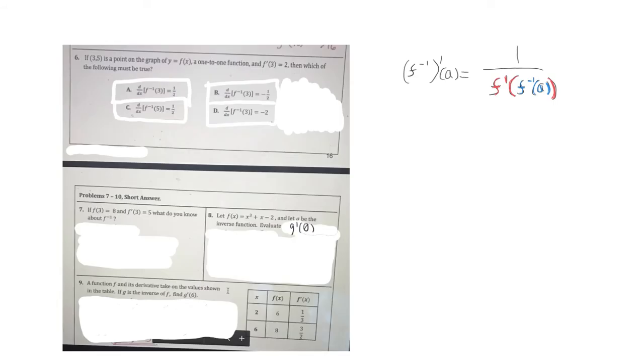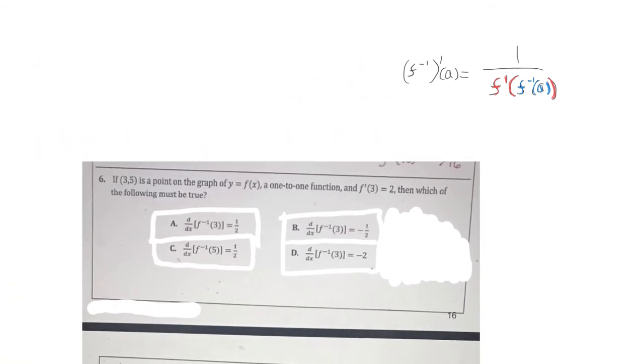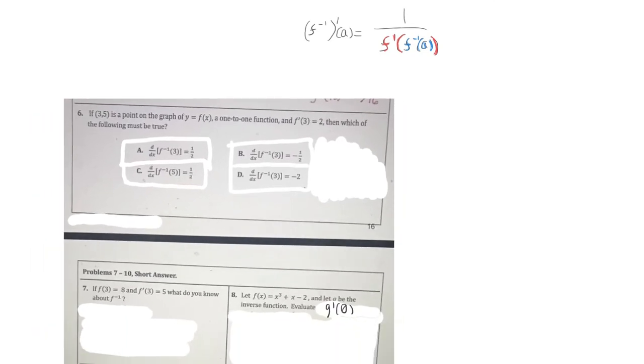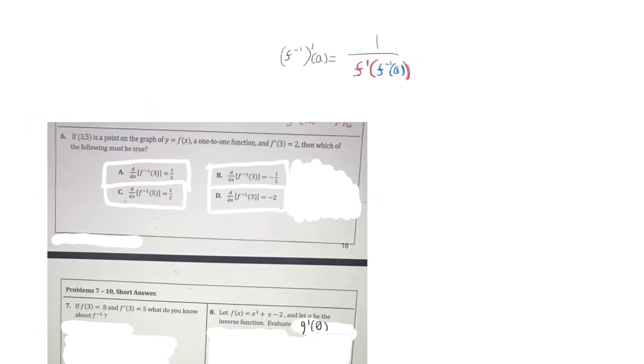Okay, so for problems like these, I'm going to give my student and you guys a very specific way of going about them that, in my opinion, is very organized and easy on the brain. All right, so here's the way. First of all, let's read it. If (3, 5) is a point on the graph of an original function f of x, and f prime of 3 equals 2, then which of the following must be true? Now every answer choice is sort of asking you to provide information about the derivative of the inverse of f of whatever. So here's the way I strongly recommend going about it.